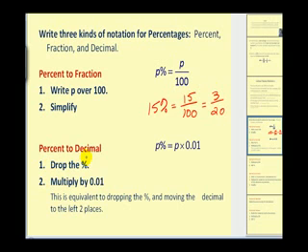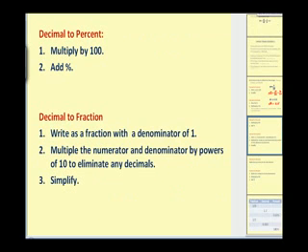To convert from a percent to a decimal, we drop the percent sign and multiply by 0.01, which is 1/100th. This is equivalent to dropping the percent and moving the decimal to the left 2 places. So for example, if we go back to 15%, if we drop the percent sign and move the decimal to the left twice, we would have 0.15. And if you read this using your place values, that would be 15/100ths, which translates into writing 15% as a fraction.